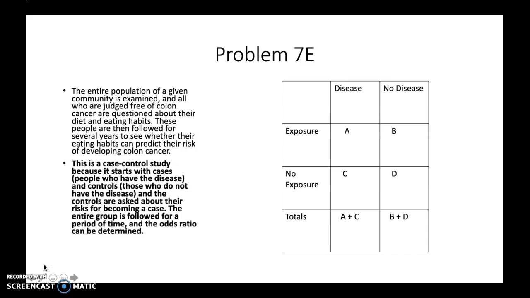So again, a 2x2 table, you have disease and no disease as the column headers, and exposure and no exposure in the rows. And you can see here that we've labeled each A, B, C, and D, and your totals A plus C and B plus D. So this comes back down to the odds ratio, which is A divided by C over B divided by D, or AD over BC. So then you can plug in the information that you find in these tables and plug it into the odds ratio.